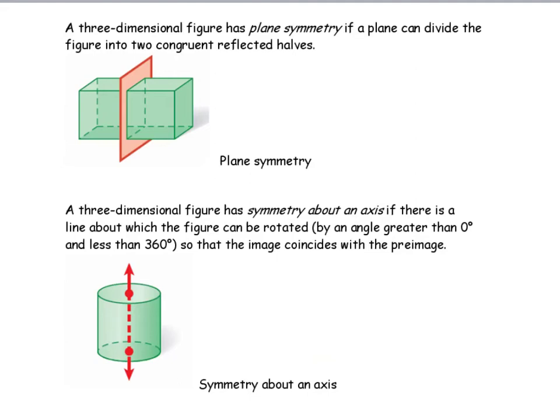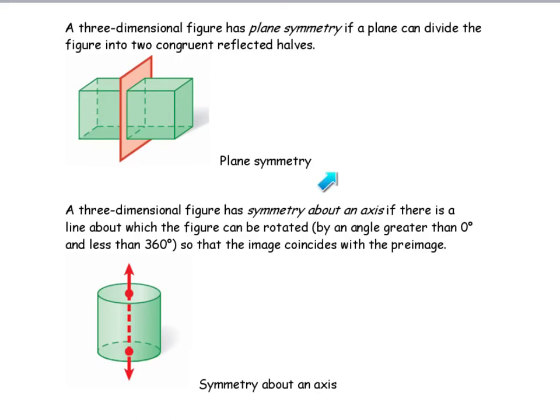Three-dimensional figures also have symmetry, but we call it plane symmetry. If a plane can divide the figure into 2 congruent reflective halves, we call it plane symmetry. So if you take a look, I have a rectangular prism here. I slice through with this plane, the orange piece or the pink piece or salmon, whatever color you want to call it, and I end up with two images here that are congruent.